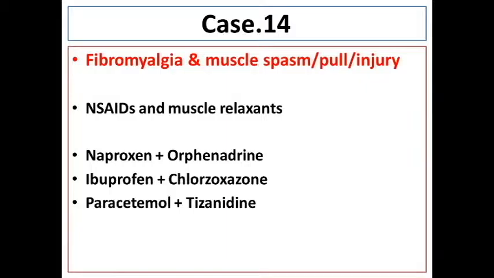Sorry. So we go to case 14, where you have a patient with fibromyalgia or muscle spasm, pull or injury. Now, this kind of problem is to be treated again with the non-steroidal drugs plus the muscle relaxants we mentioned earlier. So it could be combinations like naproxen or phenylephrine, ibuprofen, chlorhexidine, paracetamol, tizanidine. Well, these are a few combinations. Of course, we have a lot of permutation combinations, even with doses. You have a few combinations where paracetamol is less or phenylephrine is more. The others will have more of NSAID, less of muscle relaxants.